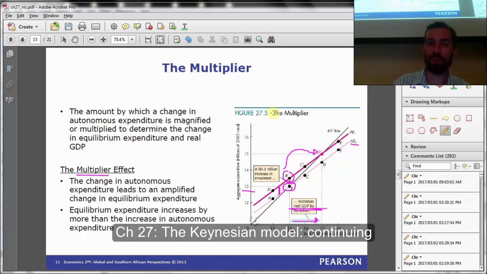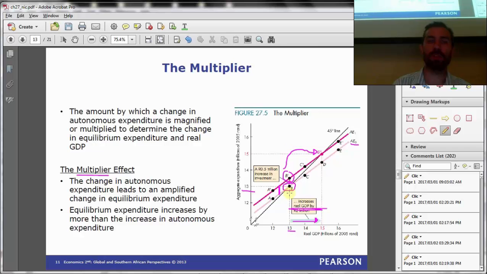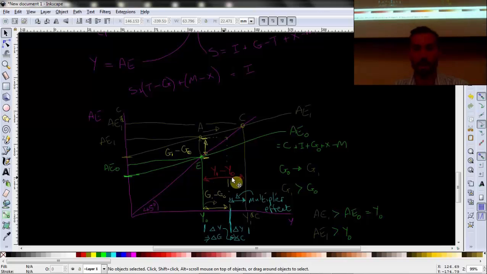So what we've just drawn was essentially what is described in this slide where we're talking about the multiplier. It says the amount by which a change in autonomous expenditure is magnified or multiplied to determine the change in equilibrium. The multiplier effect: the change in autonomous expenditure leads to an amplified change in equilibrium expenditure. Equilibrium expenditure increases by more than the increase in autonomous expenditure. The increase in output was more than the increase in autonomous expenditure.